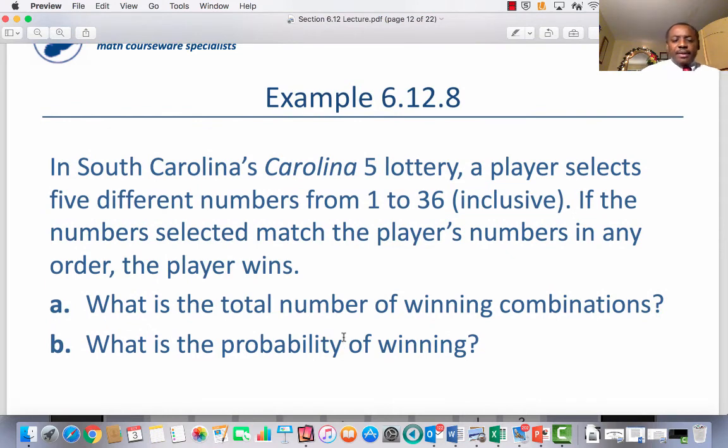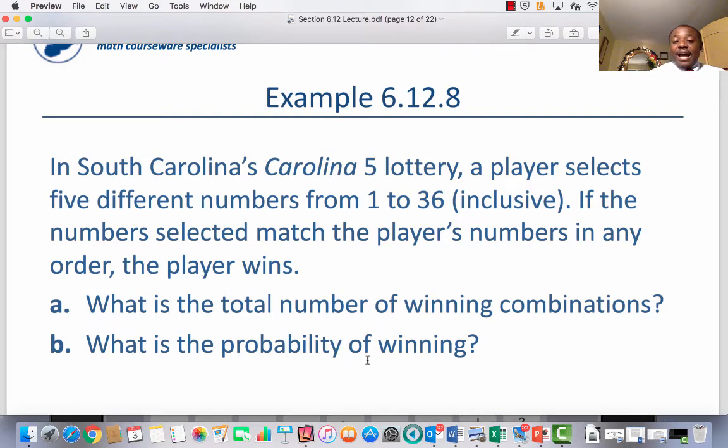Okay, let's take a problem. In South Carolina's Carolina 5 lottery, a player selects 5 different numbers from 1 to 36 inclusive. So there are 36 numbers and a player selects 5 different numbers. If the numbers selected match the player's numbers in any order, the player wins. What do you notice? Order does not matter. So there are 36 possible numbers and you're selecting 5. Question number 1. What is the total number of winning combinations? And number 2, what is the probability that you would win?